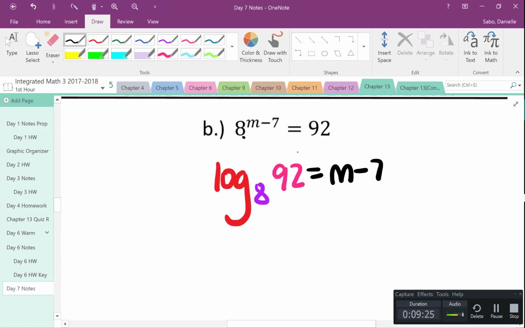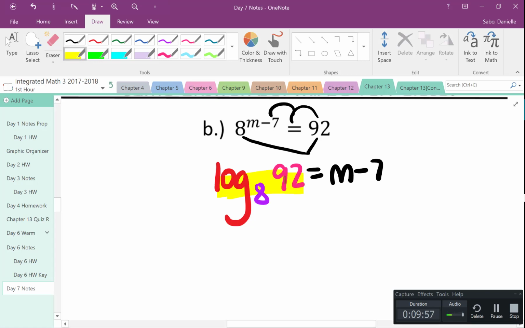Some people like to use the heart. Log base 8 of 92 is equal to m minus 7. That's fine if you like the heart. Some of you put on your reasoning, use the heart method. Mathematically, we understand what you mean by that, but if you told a mathematician to use the heart method, they'd have no idea what you're talking about. So you would just have to make sure that you're saying convert to log, which is what that mistake was on that quiz.